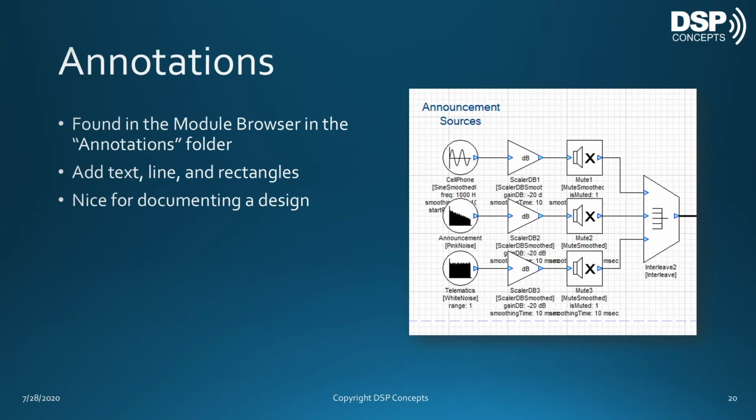Another useful feature is annotation modules. They basically allow you to put text on the canvas. You can document things. You can put lines on it, rectangles. You can point arrows at things. So this is nice for documenting a design.